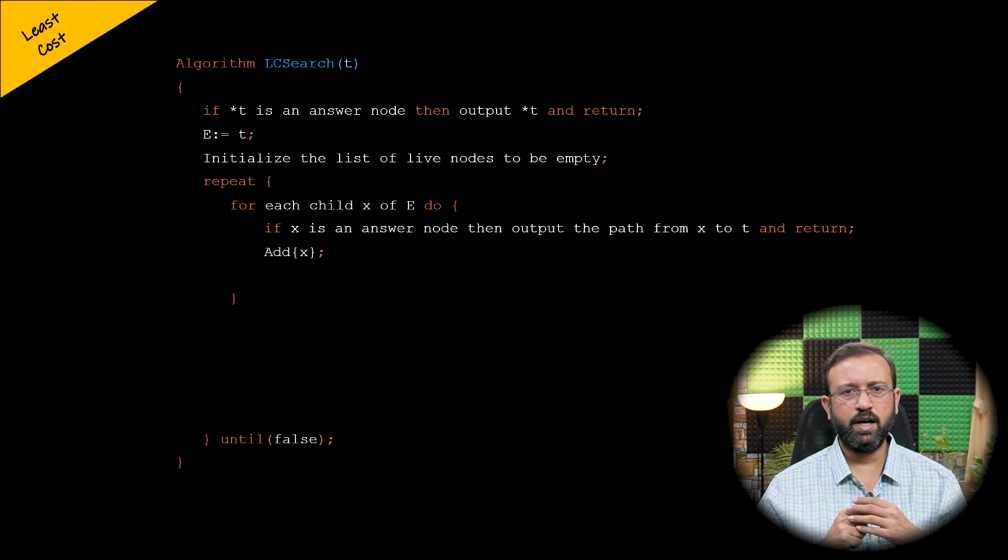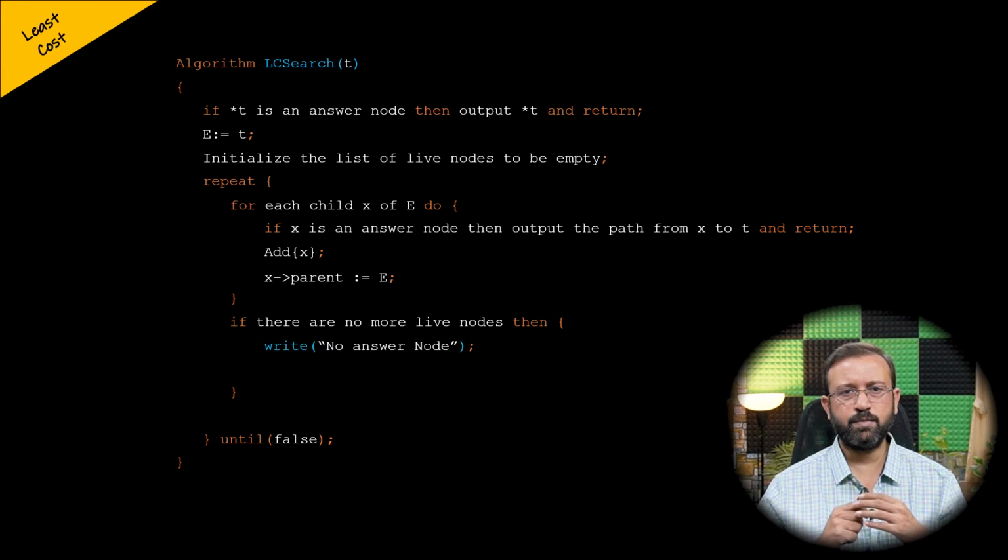Otherwise, we will add the child x to the list of the live nodes, and in the next statement, we will store the pointer for the path to the root using the statement x arrow parent, that is x parent is assigned e node. Then we will check if there are no more live nodes. If this is true, then we will display no answer node found and return. Otherwise, we will call the least function and assign the least cost node as the e node.